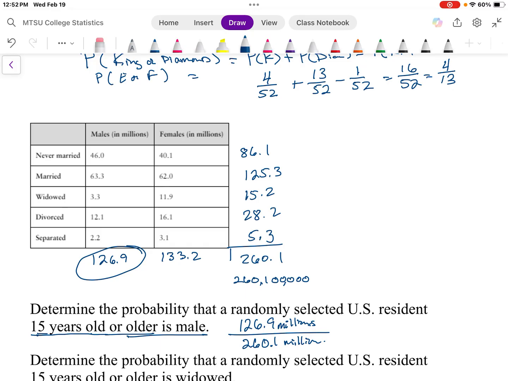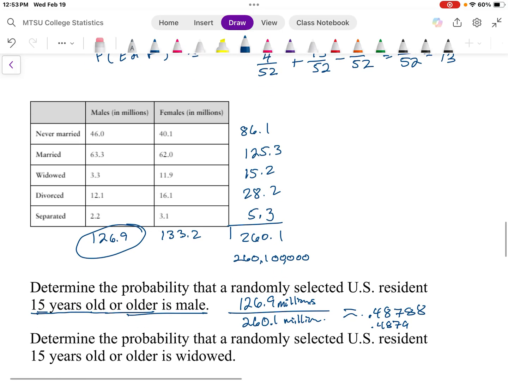And the probability, when I do that dividing, 126.9 divided by 260.1, gives me the probability is going to be 0.48788. So, we're looking rounded to the fourth decimal, 0.4879. So that's the probability of being 15 years or older and male.